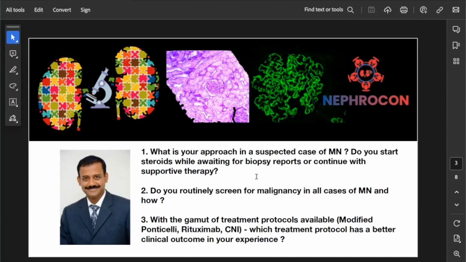Diagnosing the disease and the treatment do cost a lot. So do you routinely screen for malignancy in all cases? Because there's a wide range of tests that we need to prescribe.